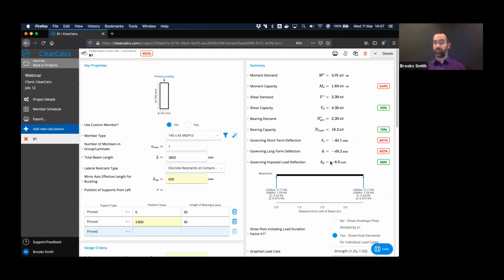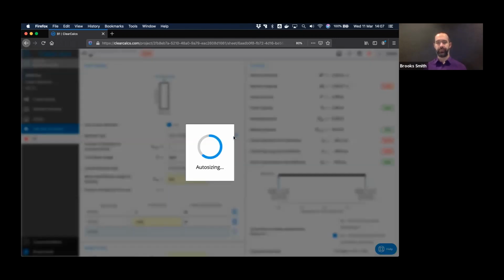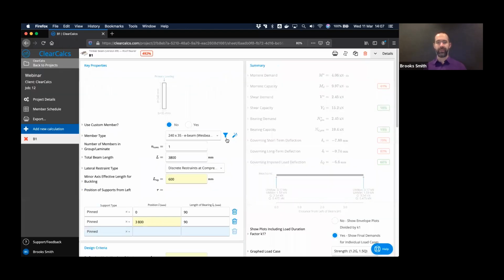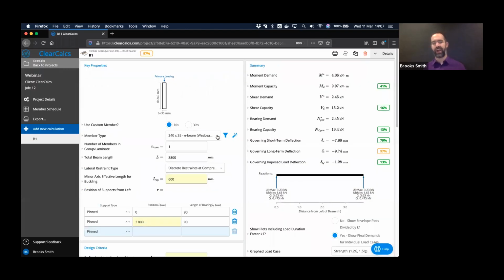You can see that, of course, we're failing with the default, but we can quickly select the best possible member by clicking this auto size button. And that's going to automatically pick out the best possible size beam here. So that's picked out a 240 by 35 West beam E-beam.